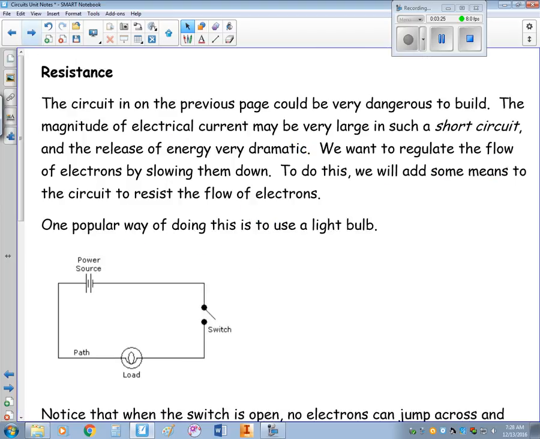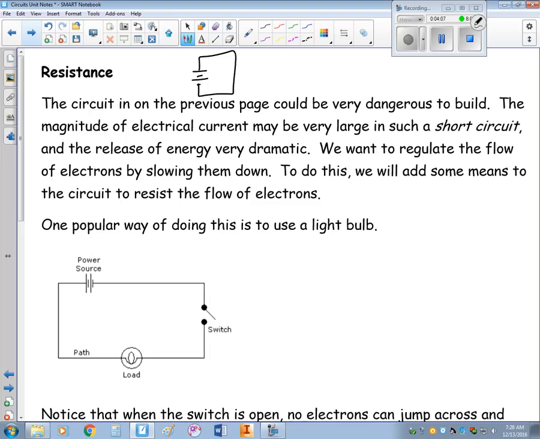The next topic is resistance. Now, the circuit on the previous page would be very, very dangerous to build, and by that I mean the one where we have a battery and then a wire going between the two. The magnitude of the electrical current would be very, very large, and we would actually call this a short circuit. The energy being released is very dramatic, and basically what would happen is that wire would catch on fire. Now we want to regulate the flow of electrons by slowing them down.